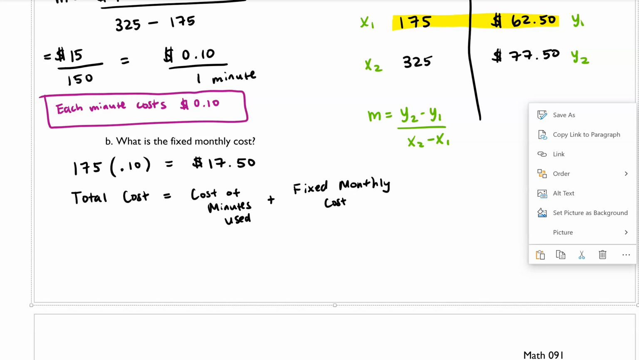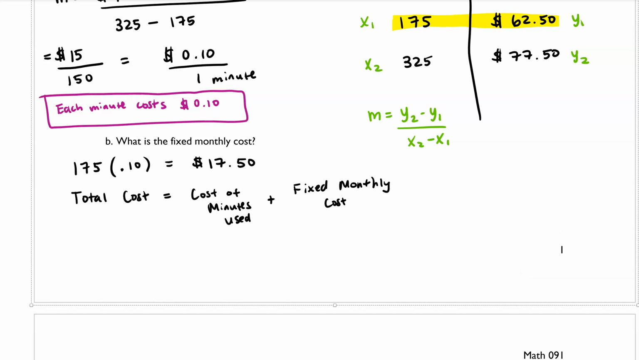So if we fill in those values, the total cost was $62.50. The cost of the minutes used was $17.50. And the fixed monthly cost, I'm going to just put a question mark because that's the thing that we are trying to figure out that we don't know. So how do we solve a linear equation where there's one unknown variable? If it helps you, we could also think of this as x. So what we could do is subtract the $17.50 from both sides.